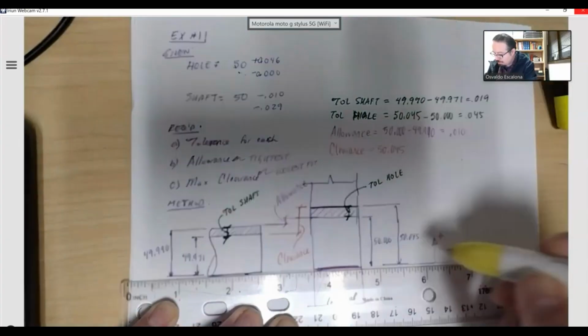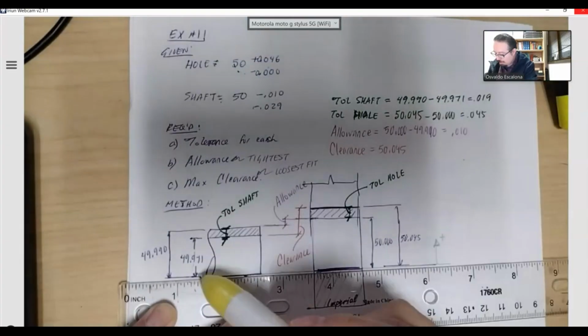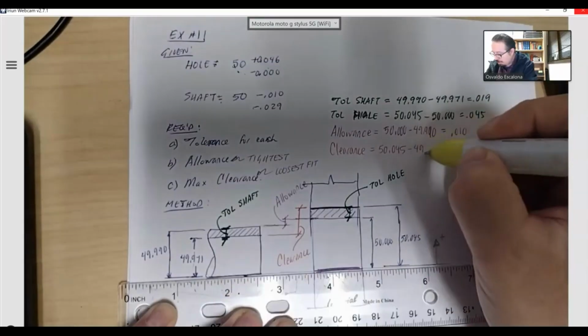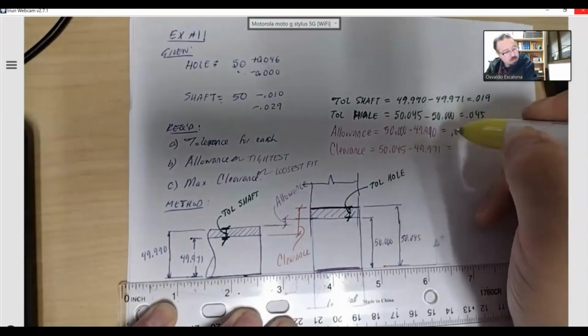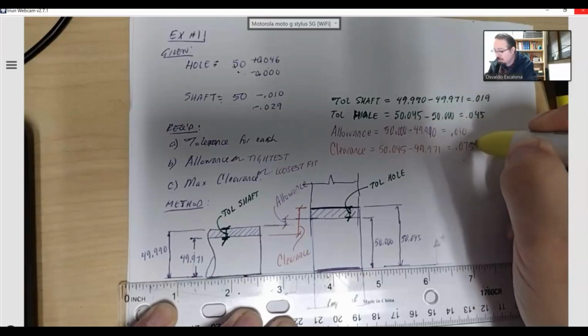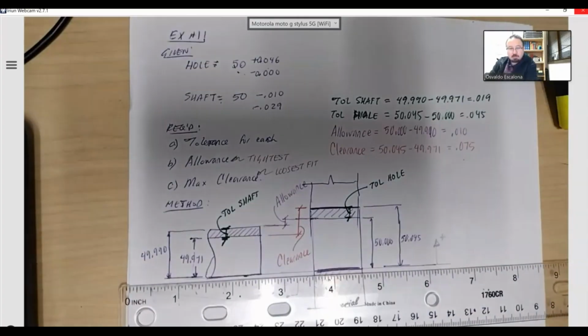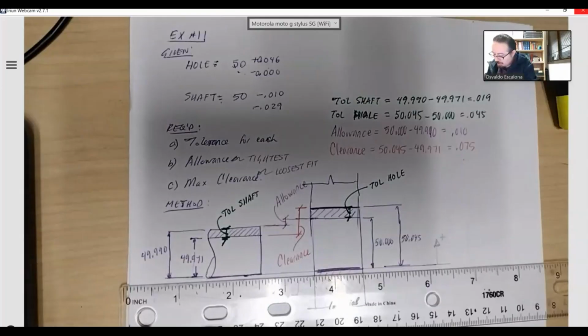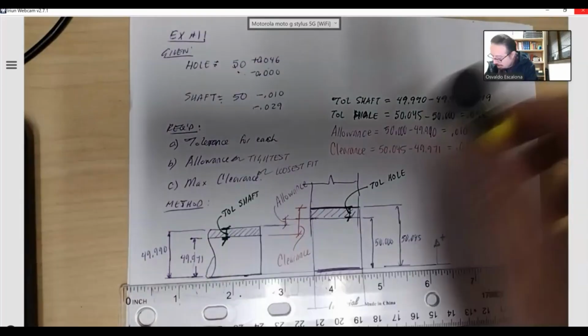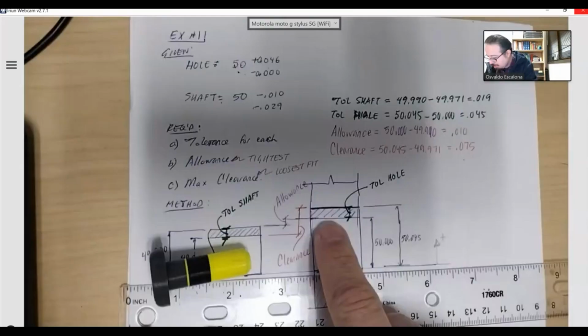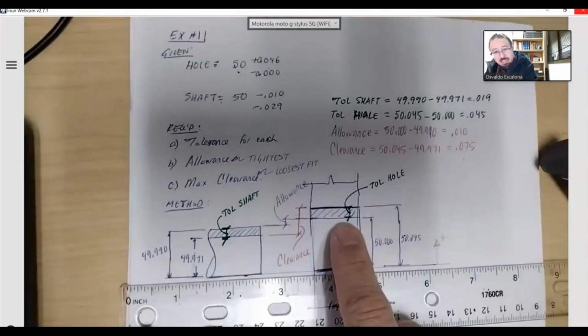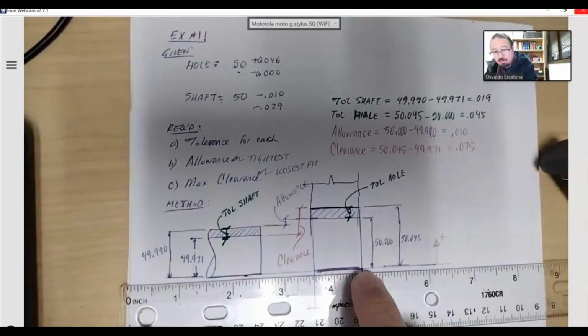50.045 minus 49.971. And if you do the math, you will find out that will be 0.075. All right, what kind of fit do I have? Well, you will notice here that it doesn't matter the size of the pin, it's still below the worst case condition for the hole.